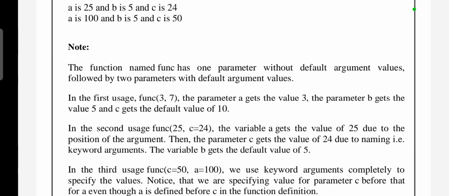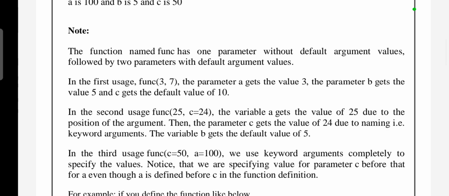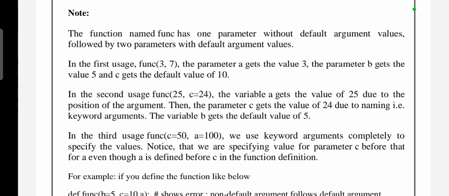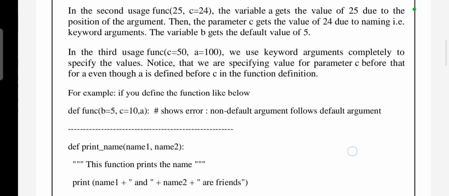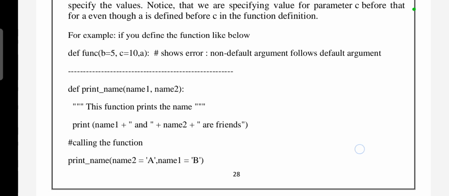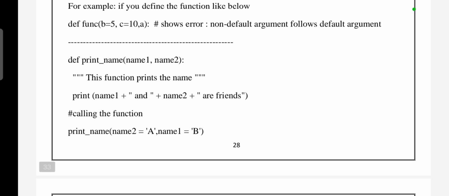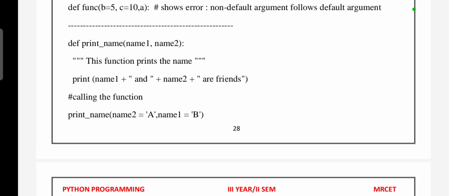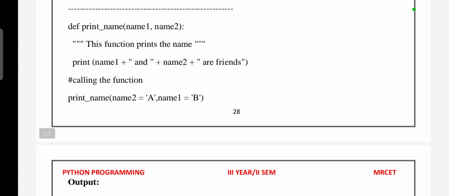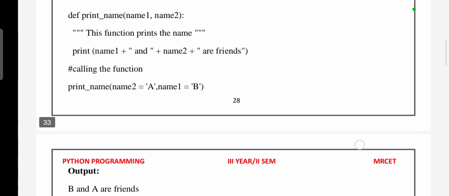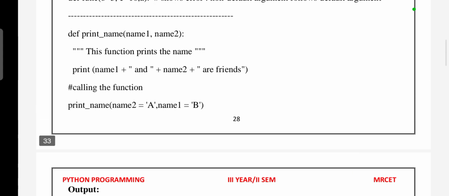Function name, function parameters, argument values followed by parameters, different parameters according to this example. So the next one is a function definition that prints name, name1, name2. The function prints name1 and name2. Name2 is a, name1 is b. The output is b and a are friends. Here name1 is b, name2 is a.